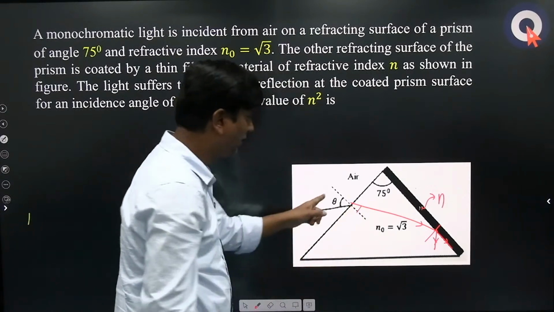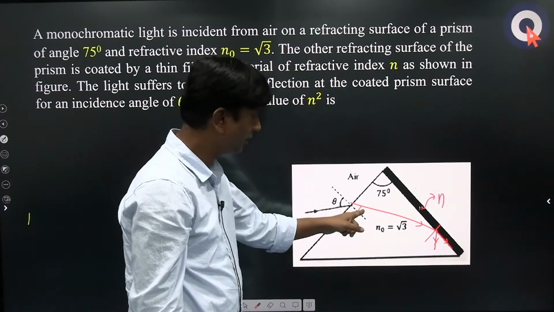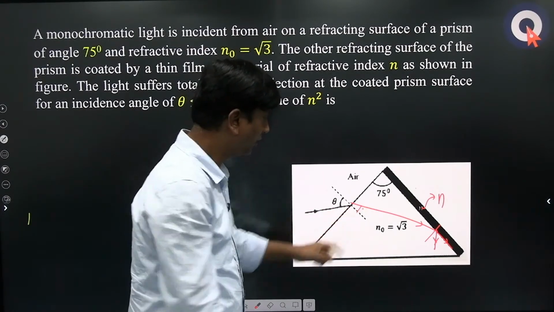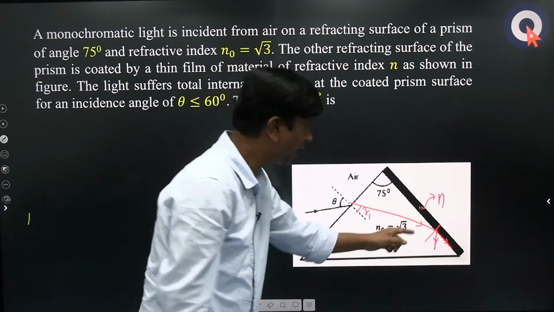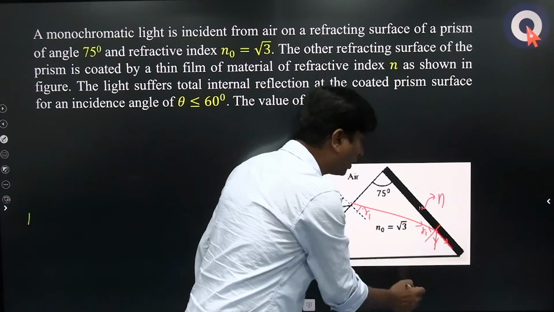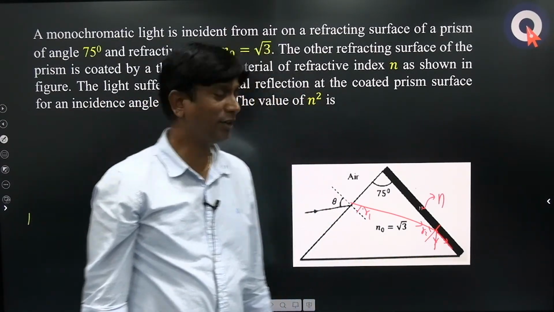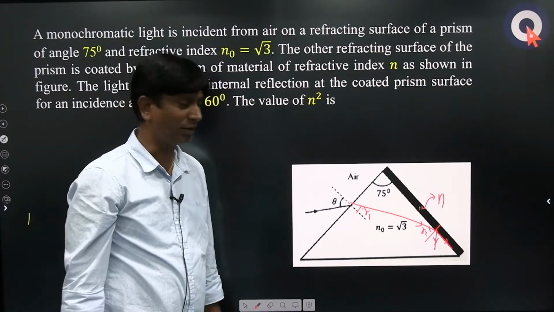as theta decreases, R1 also decreases. R1 decreases, R2 will increase. R2 will increase, so compulsorily it will have a total internal reflection. Right? It all depends on this value of theta, correct or not?